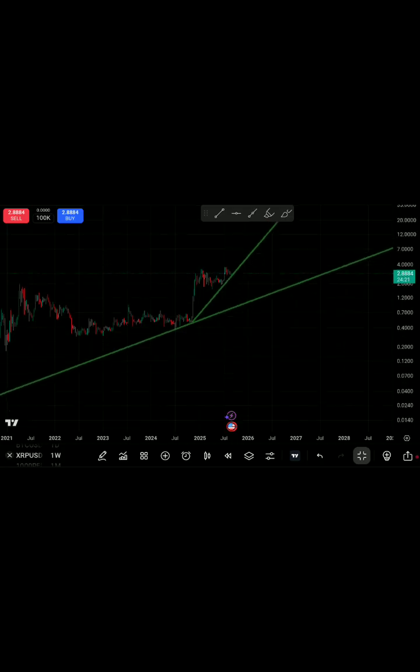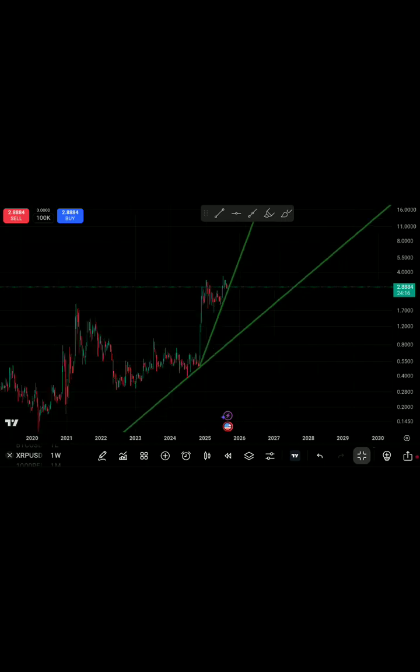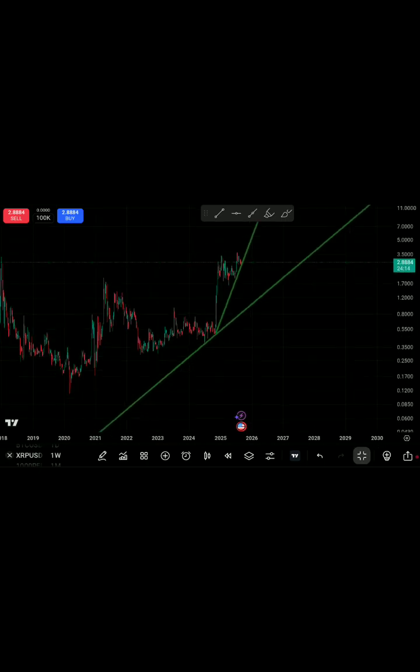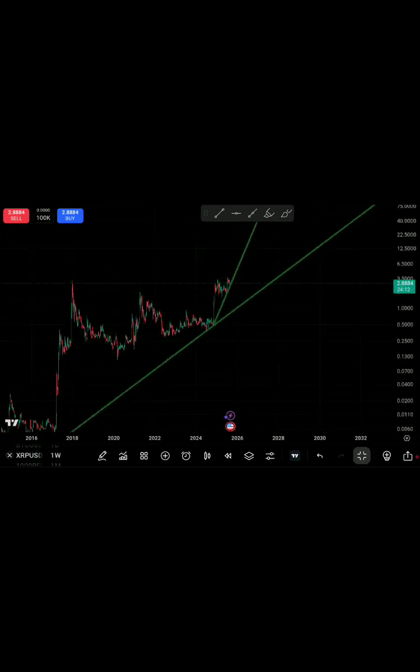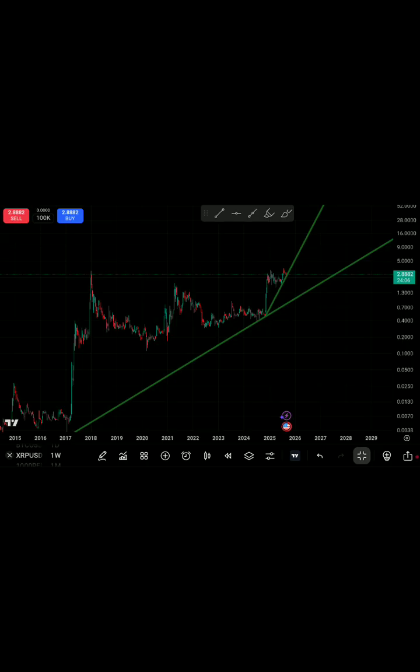So this is my weekly time frame. If you look at it clearly, we have two trend lines. We have the major trend line with the steeper trend line. So let's go to daily.